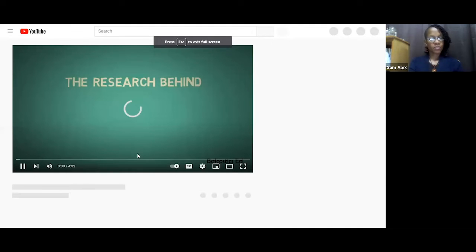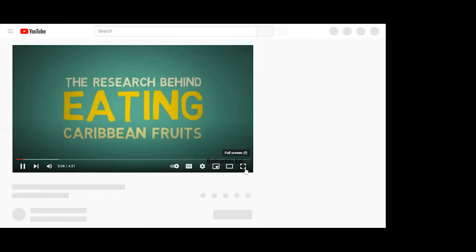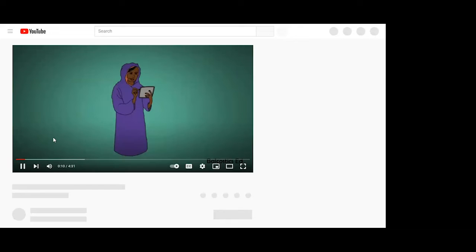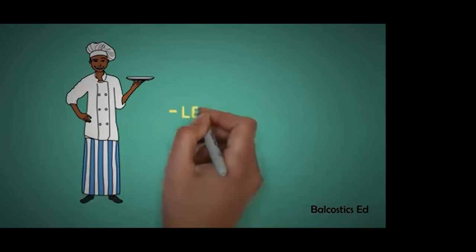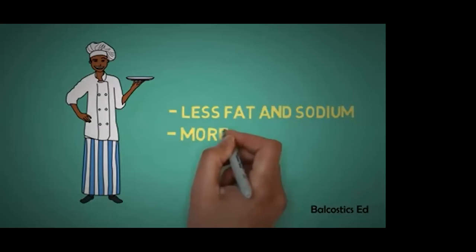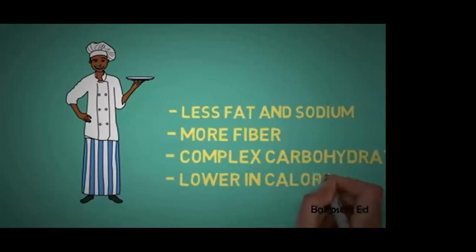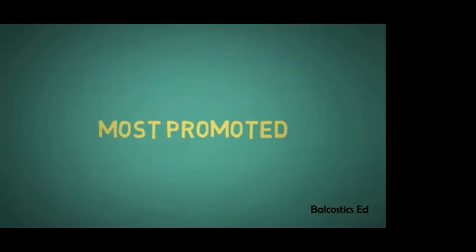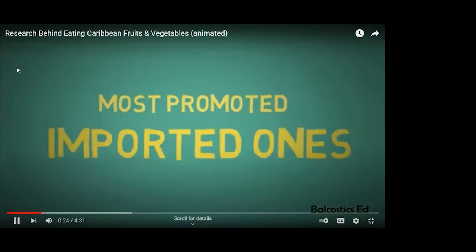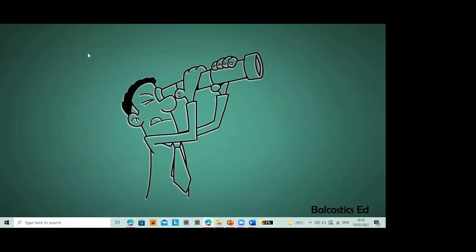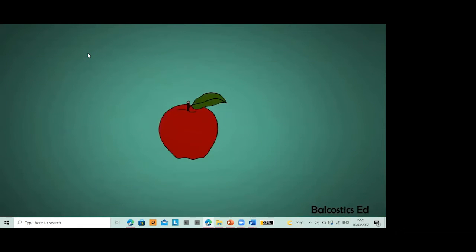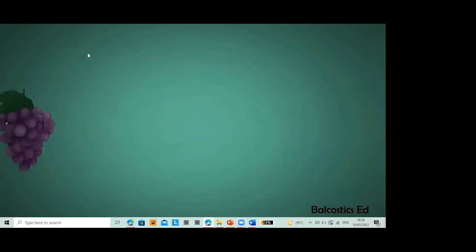The research behind eating Caribbean fruits. In our quest for healthier eating choices, we are encouraged to eat foods with less fat and sodium, more fiber, more complex carbohydrates, and low in calories. The foods that are most promoted are usually imported ones, since more is known about them than our local foods. We may therefore seek out whole grain cereals and breads, fruits such as the American apple, plum, and grapes, and vegetables such as broccoli and cauliflower.